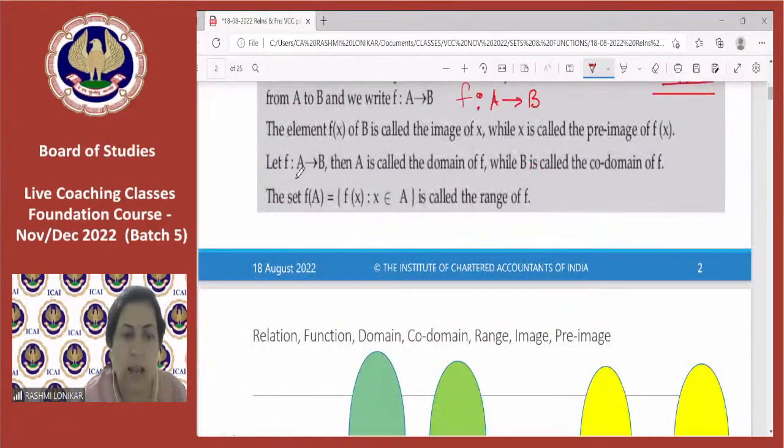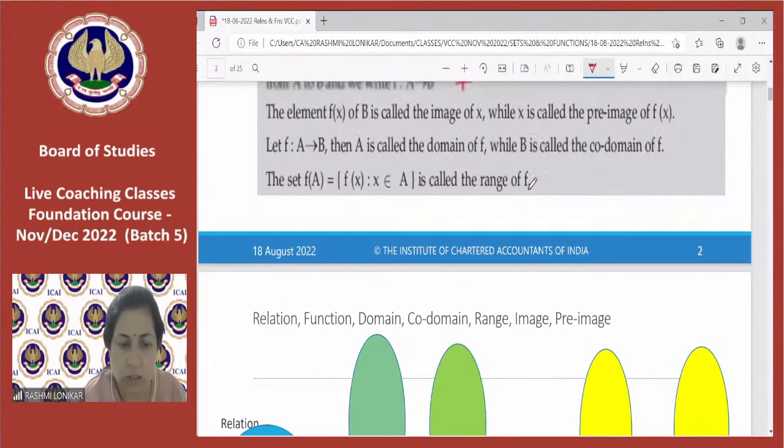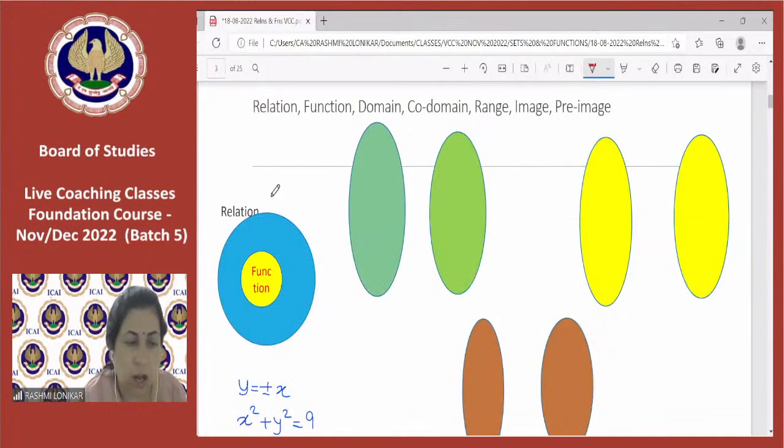And if the function is defined, then A is called the domain of F, while B is called the codomain of F. And the set f(A), which is f(x) for x belonging to A, is called the range of F. So from this you will be able to say that all functions are relations, but all relations are not functions.